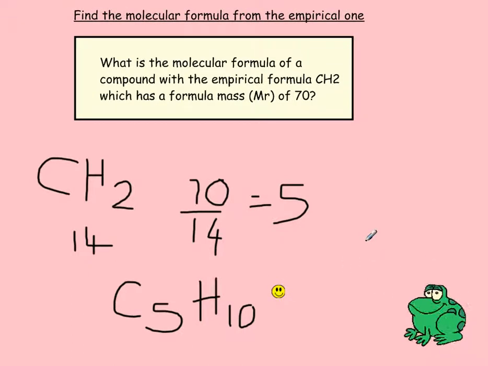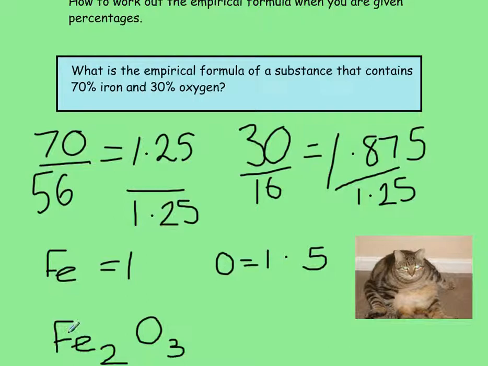Anyway, so that's how you work out the molecular formula from the empirical formula. And that's how you work out empirical formula from percentages. The tricky bit is finding the common number to try and get it to whole numbers. But don't worry too much about that, as long as you can do this.